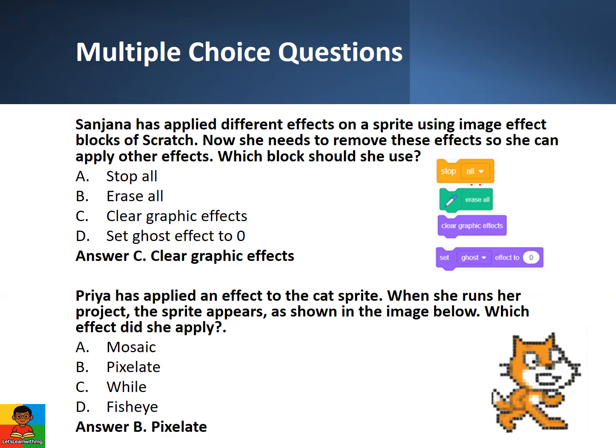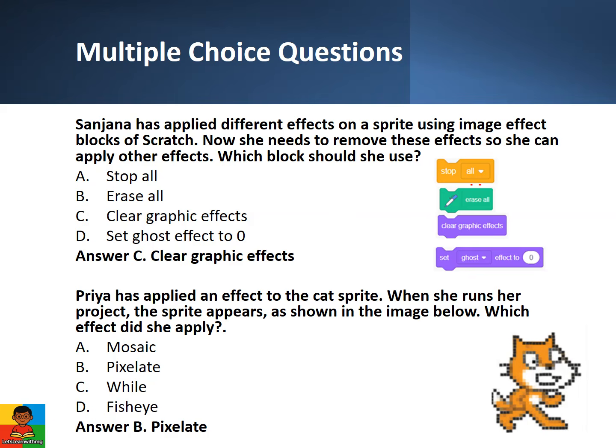Sanjana has applied different effects on a sprite using image effect blocks of Scratch. Now she needs to remove these effects so she can apply other effects. Which block should she use? A. Stop all, B. Erase all, C. Clear graphic effects, D. Set ghost effect to 0. Correct answer: C. Clear graphic effects.